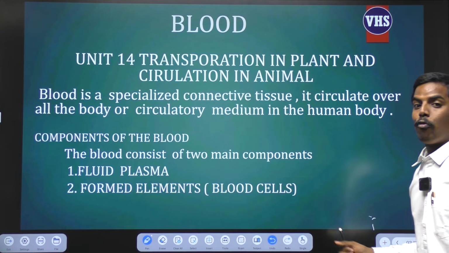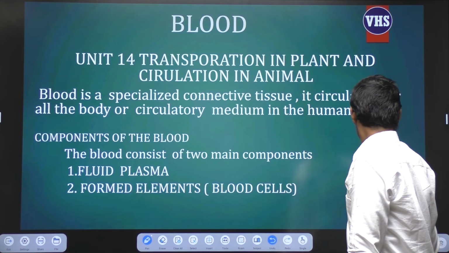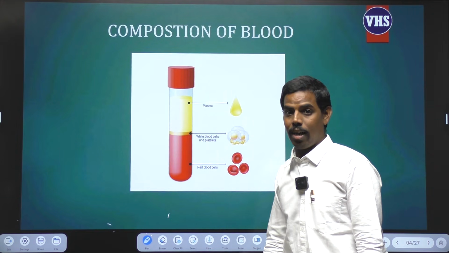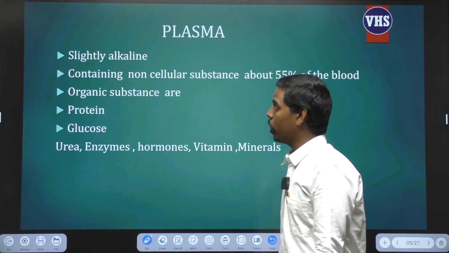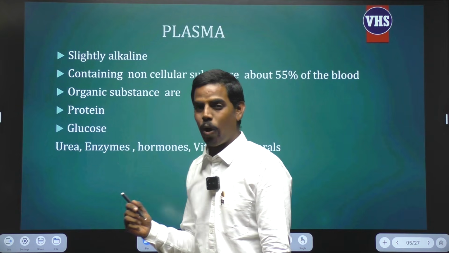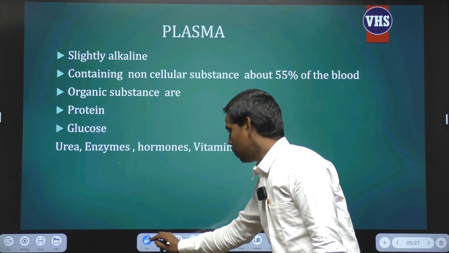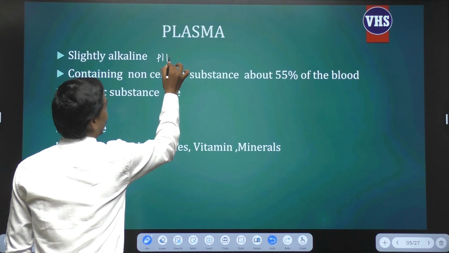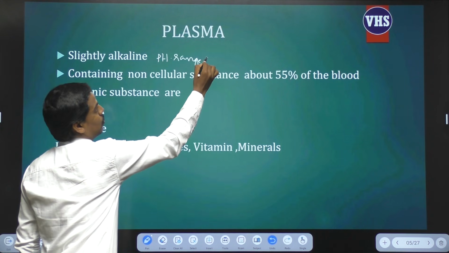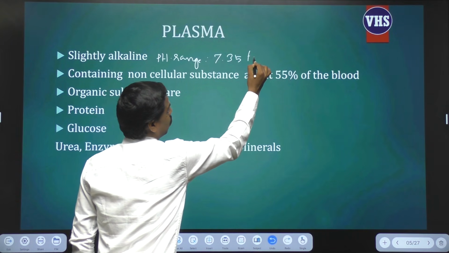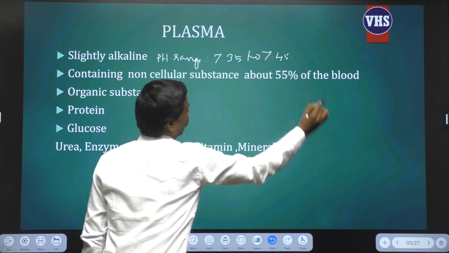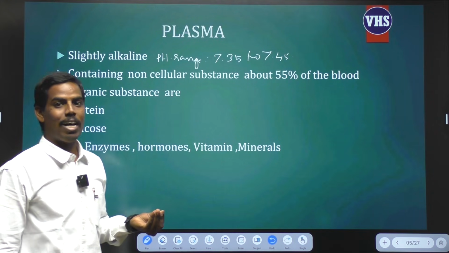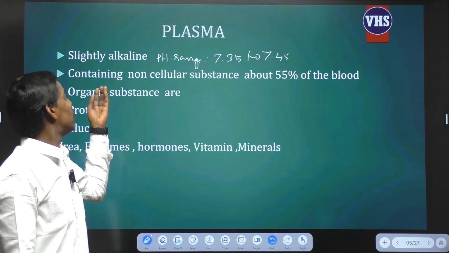Coming to the fluid plasma, it is pale yellow in color. Next, it is slightly alkaline. Why do we call it slightly alkaline? Because the pH range is 7.35 to 7.45. That is the reason the fluid plasma is called slightly alkaline.